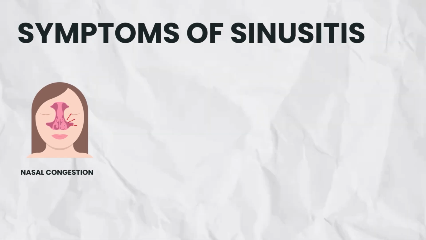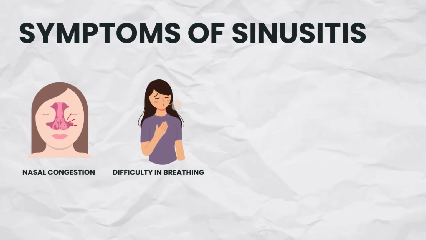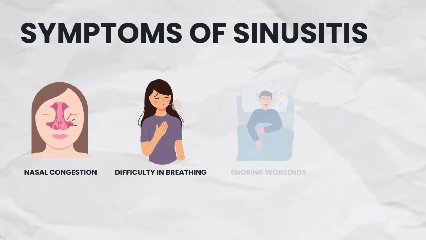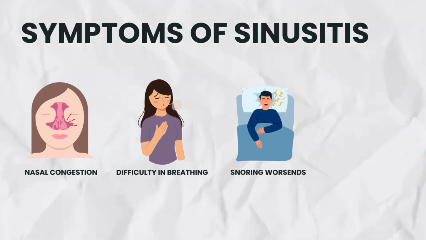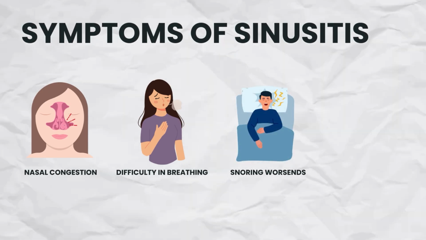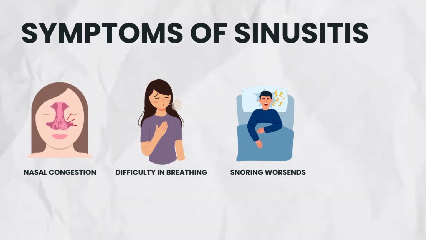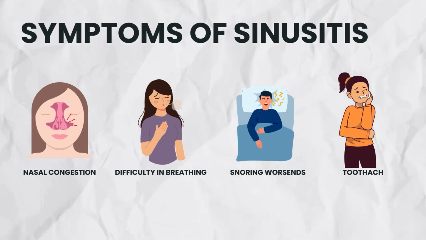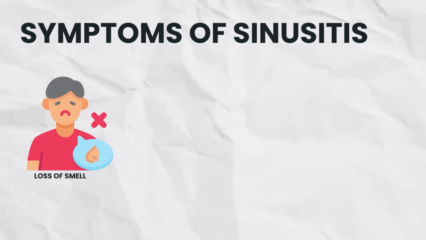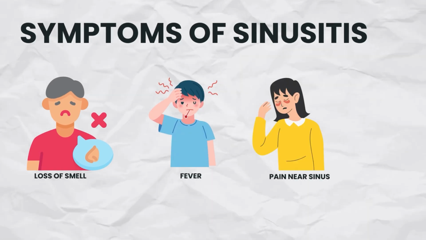you start experiencing symptoms like nasal congestion, difficulty in breathing, then the snoring condition gets a bit bad at night. Then some people may also experience toothache. Then we can experience loss of smell. You can get fever. Then pain in the sinus area. Then due to the swelling of the sinus area, the face and the area around the eyes get swollen, most preferably in the morning time.